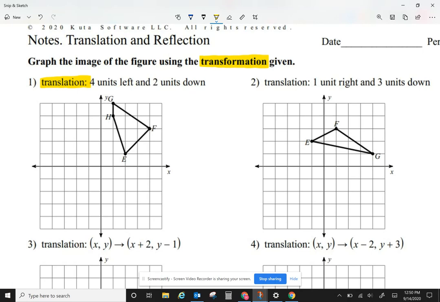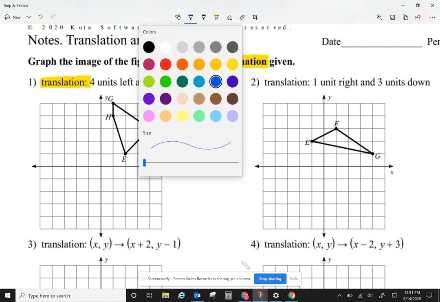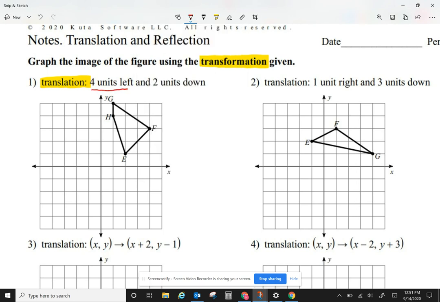What we're going to be doing for translation, that figure is not going to change the way it looks. So for question number 1, the image that I get is going to be exactly the same thing. The only difference is going to be placement. I'm going to move the picture. According to my instructions here, it says I'm going to move this 4 units to the left and 2 units down. So each of my vertices, I'm going to move it 4 to the left and 2 down.